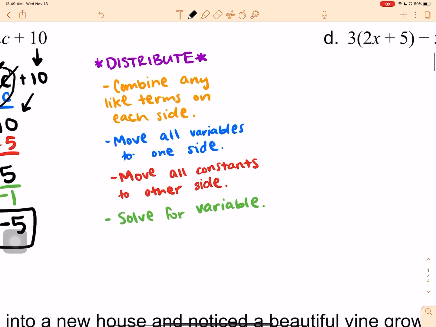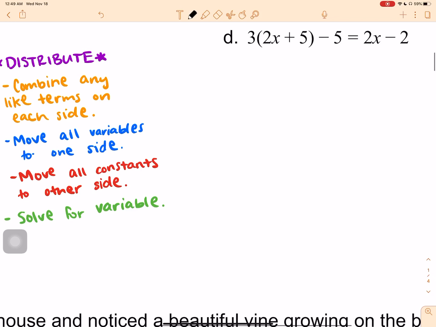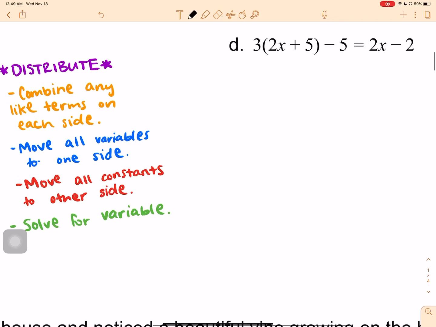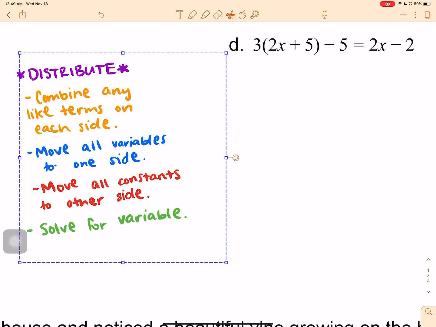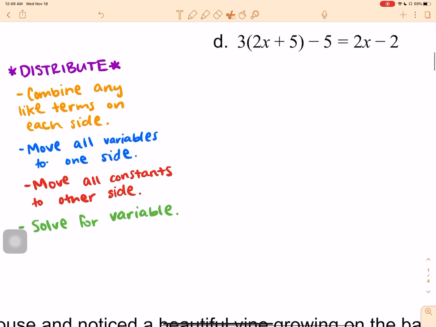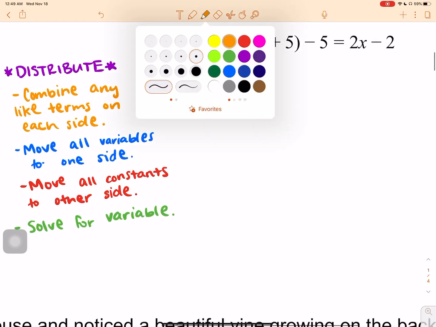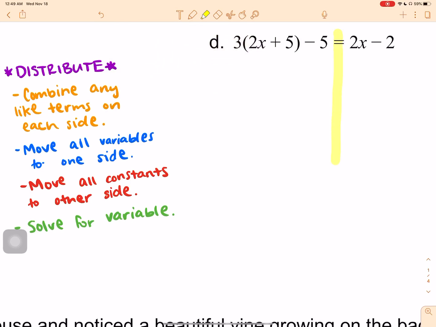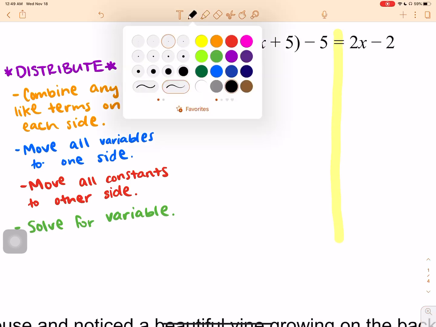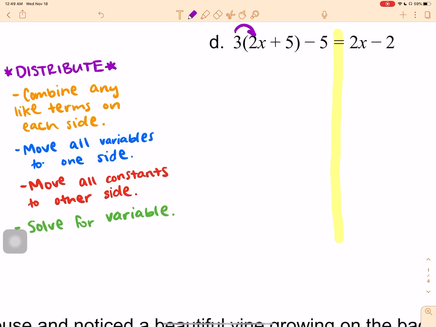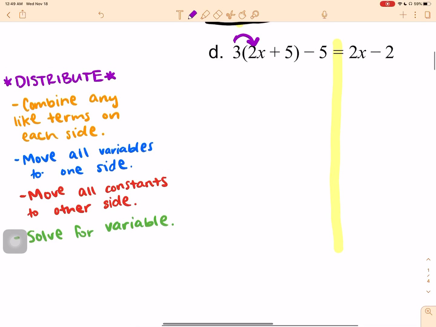Okay, so now if I slide on over here, we want to see first, is there anything that we can distribute? Okay, and there is. So I see that 3 on the outside of a parenthesis, so I'm going to draw my line. And I see the 3 here, so I know I need to distribute that into the binomial. It's called a binomial because there are two terms inside, the 2x and the positive 5. So 3 times 2x is 6x, and 3 times positive 5 is a positive 15.